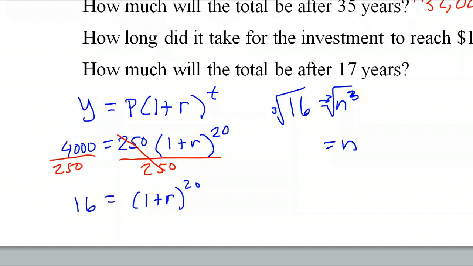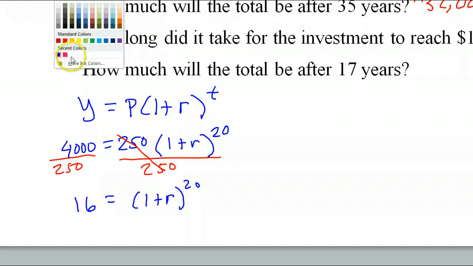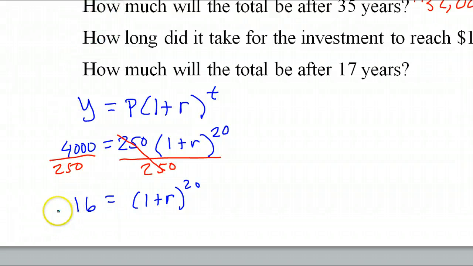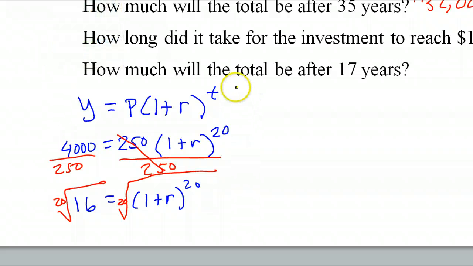Well, this is the same thing, only I have something to the 20th power. So if I want to get rid of that, I need to do the 20th root to both sides. Okay, I'm going to do the 20th root on both sides. So that is going to give me, I have no idea what that's going to give me, but let's check it out.